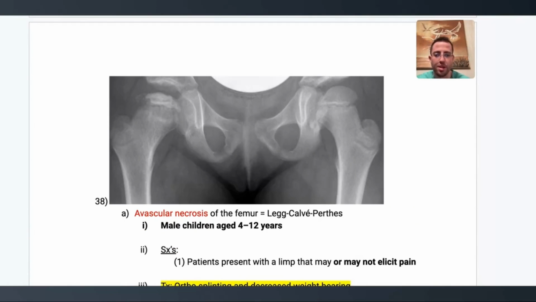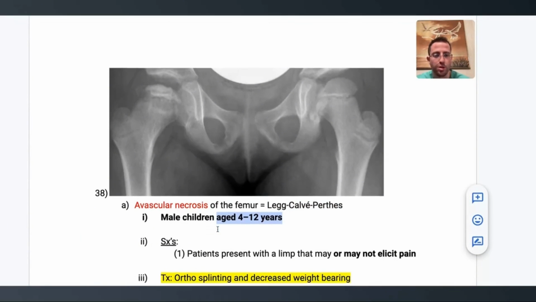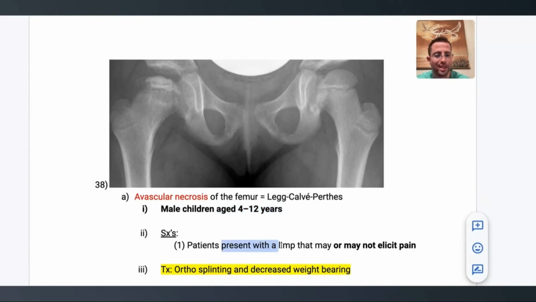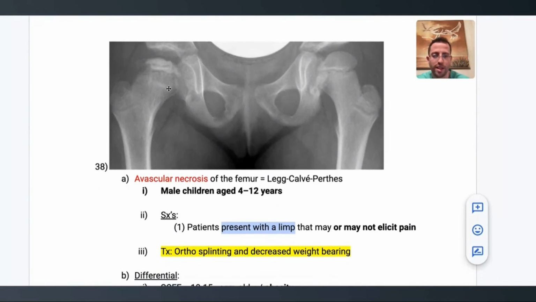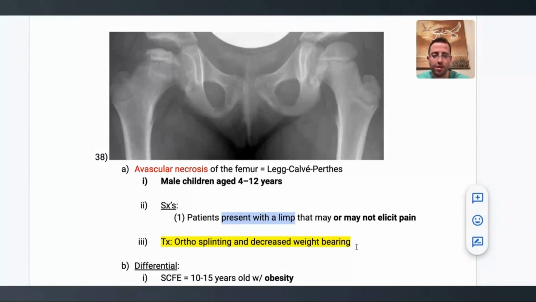38. If you see a patient with avascular necrosis of the femur, your diagnosis in a young patient should be Legg-Calvé-Perthes disease. And this is usually going to be a male that's age 4 to 12 years old. Their symptoms will be that they walk with a limp, and sometimes it's painful, sometimes it's not. But you see this avascular necrosis of the femoral head here. And these patients, more often than not in real life, present with a limp with pain, but in the clinic on the boards, they may not, just to make it a little bit more tricky. And so the treatment here is orthopedic splinting and decreased weight bearing.